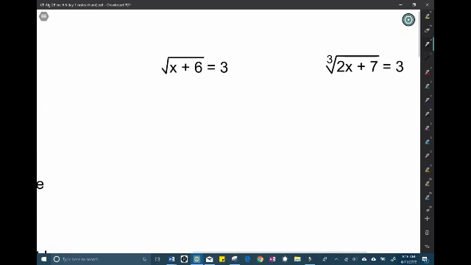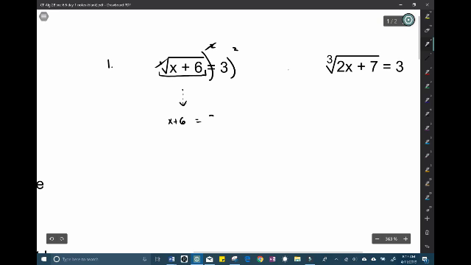So for our first example here, we are trying to solve the square root of x plus 6 is equal to 3. The first step, isolate the radical. That is already done. It's all by itself. The next step is to square. This is a square root, so we're going to square each side. Square the left, square the right. What that does is essentially just leaves us with x plus 6 is equal to 9.